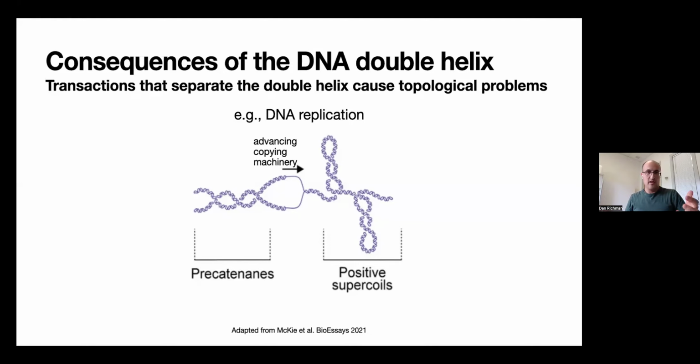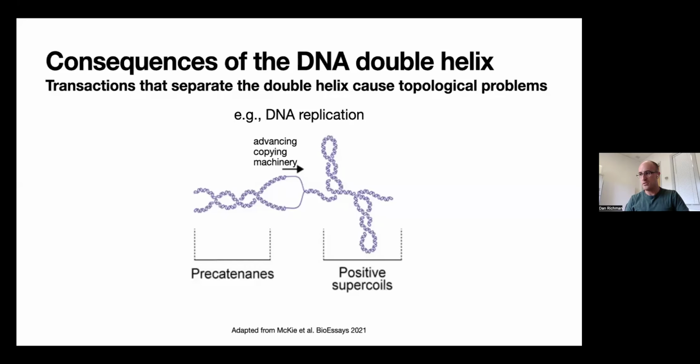Supercoils develop ahead of, for example, the replication machinery, and then the copied double helices themselves will be entwined and linked like magician's rings, and they have to be separated to be able to be put into the dividing cells. So this is a fundamental biophysical problem.